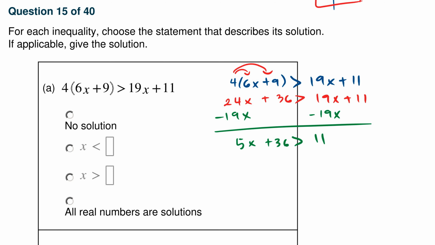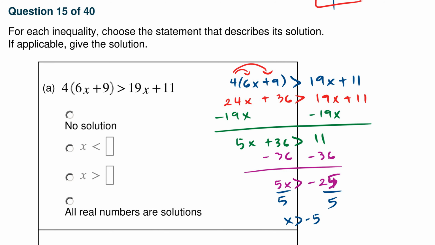And continue solving for x, we're going to subtract 36 on both sides. 5x greater than negative 36 plus 11 is negative 24. Right? No, 25. I'm sorry, negative 25. Then we divide by 5 on both sides. So x greater than negative 5. So there is a solution where x greater than negative 5. So you have to choose this and put in negative 5.